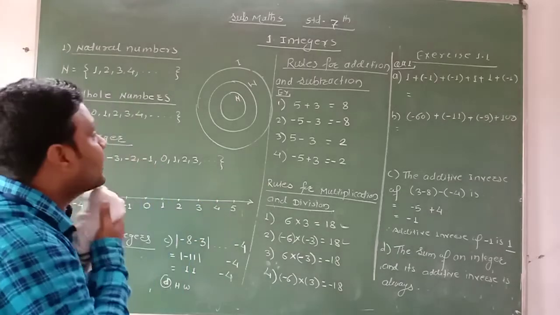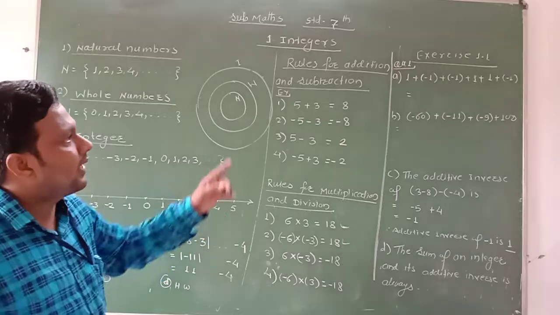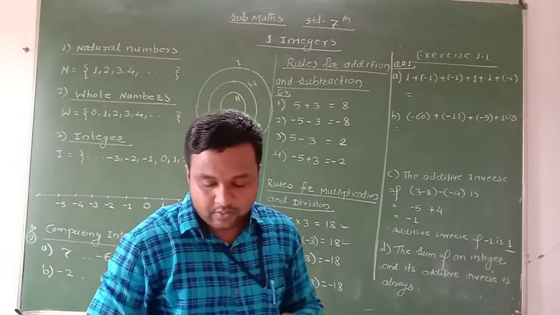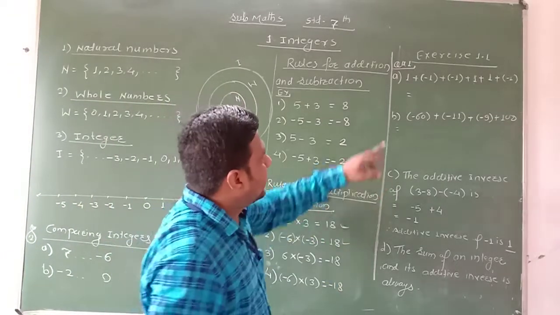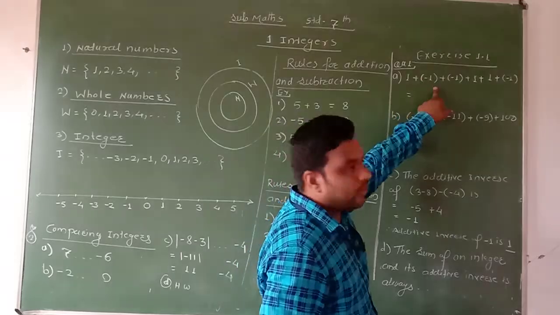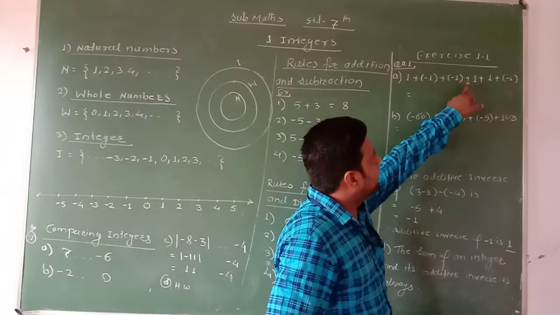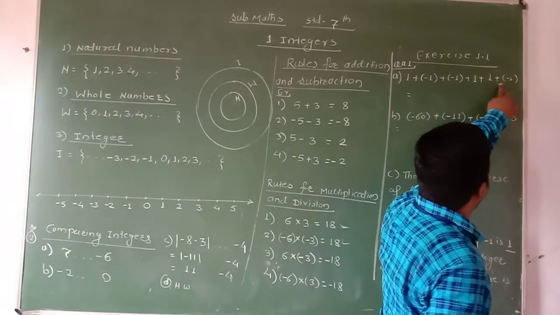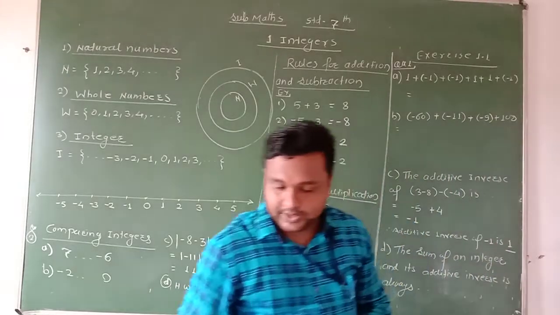Now we see some examples from exercise 1.1. First question is given, there is 1 + (-1) + (-1) + 1 + 1 + (-1). In this way the question is given.